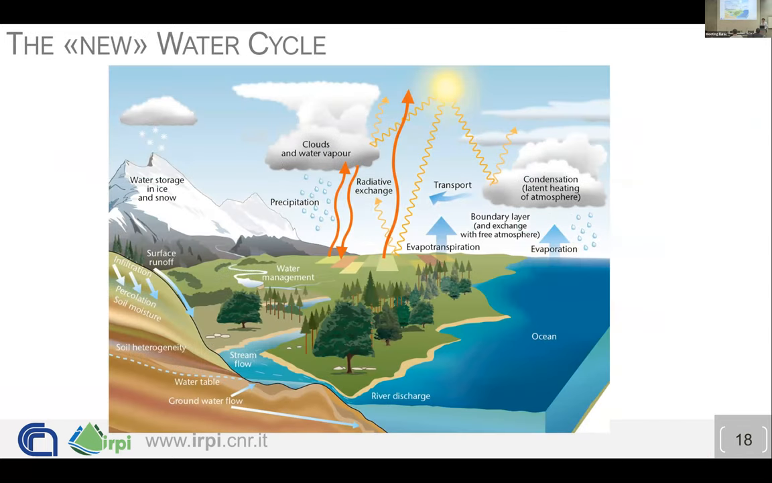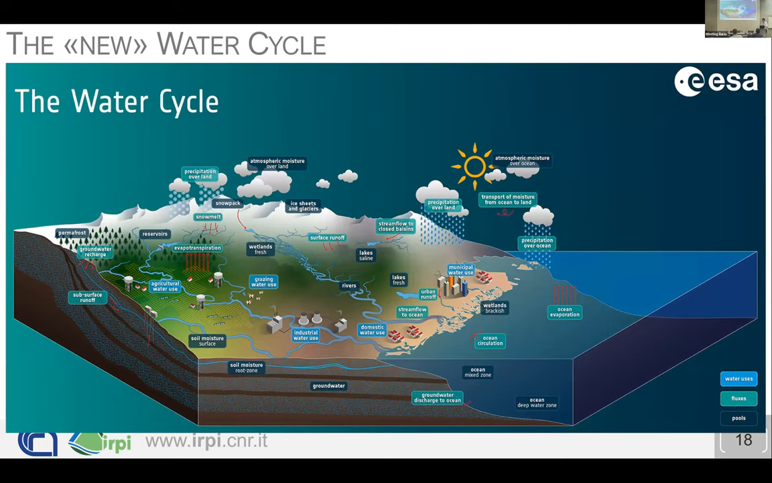And then the new water cycle. This is the water cycle picture that we like, when I was in the second class of primary school, I had this slide. Very natural landscape, but now USGS and also ESA did the new picture. What is highlighted in this picture is the light blue boxes. I don't know if you're able to see, but basically they highlight the domestic, industrial, and agricultural water uses. Because as humans, we are changing the water cycle a lot.